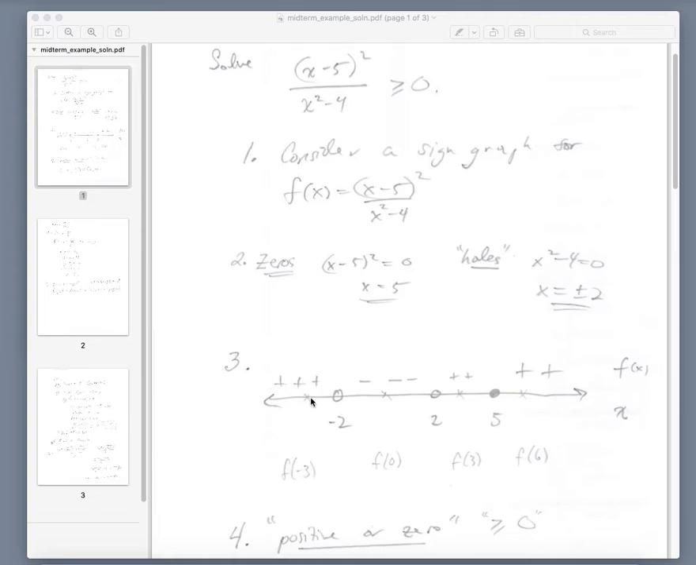Then what you do is you just test points in between and outside of those interesting points. So I tried -3 and I got a positive, 0 I got a negative, 3 got a positive, and 6 I got a positive, okay?